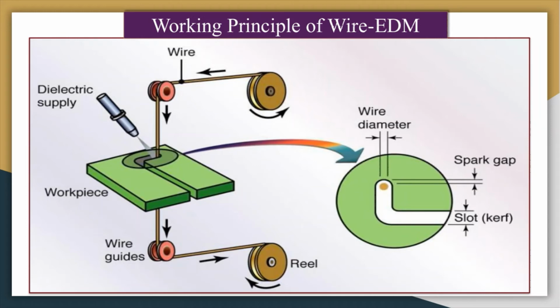Here the spark is generated between the wire and the workpiece, as you know in the EDM process. Because of this sparking, there is erosion in the workpiece as well as in the tool. In both electrodes there is erosion.